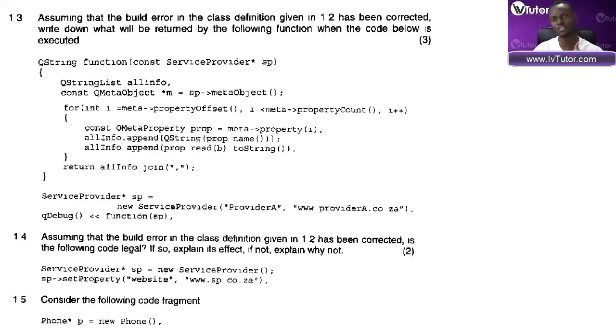I want you guys to go and look at different questions about reflection and start flexing your muscles there. Here's 1.3. Assuming that the build error in the class definition in 1.2 has been corrected, write down what will be returned by the following function in the code below if executed. This is the code I was talking about. And two things will happen. Either they will ask you to write it, or they'll write it for you and you do other things. But otherwise, if you're in the exam, obviously for you guys, this won't be true.